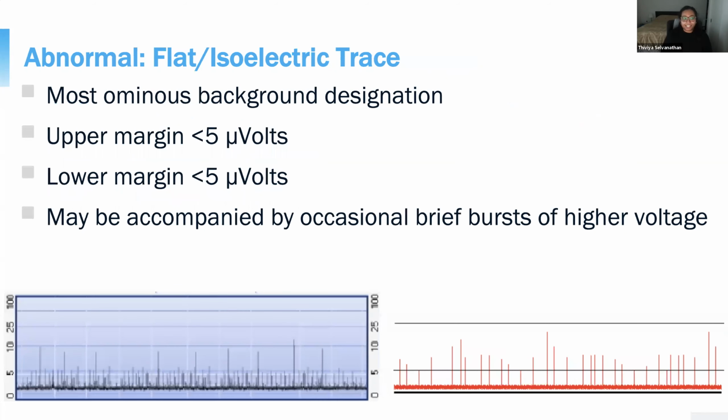And then finally, the last abnormal pattern that we will review today is a flat or isoelectric trace. And this is the most ominous pattern. In this case, both the upper and lower margins are less than 5 microvolts, as you can see here. And you can see occasional brief bursts of higher voltage activity. There are some lines indicative of higher voltage activity, but they're very brief, they're infrequent, and they're less than 25 microvolts as well.